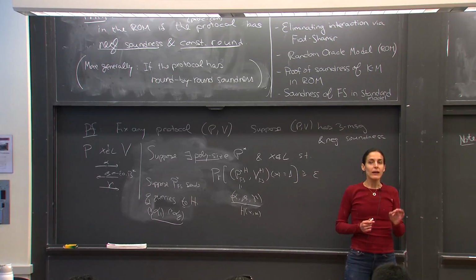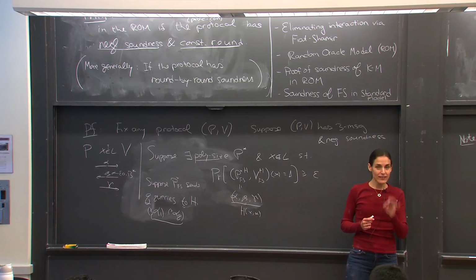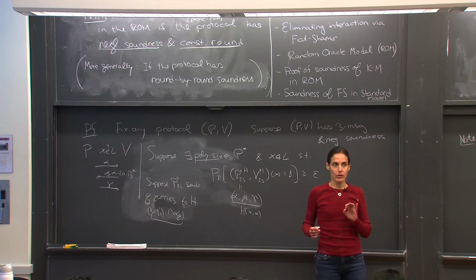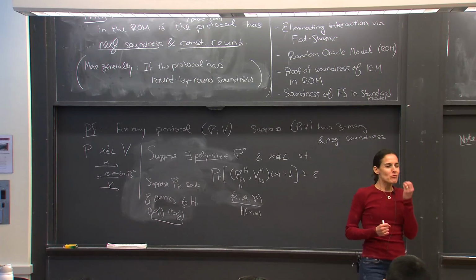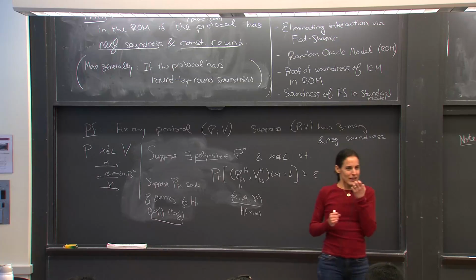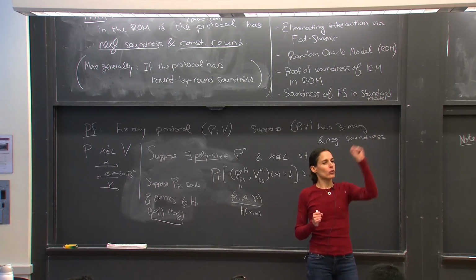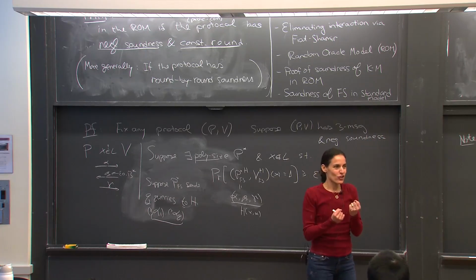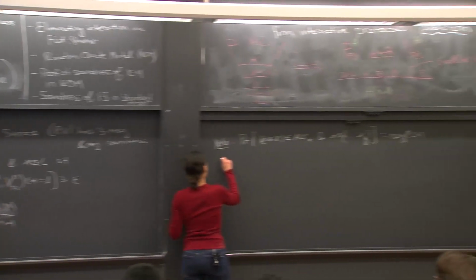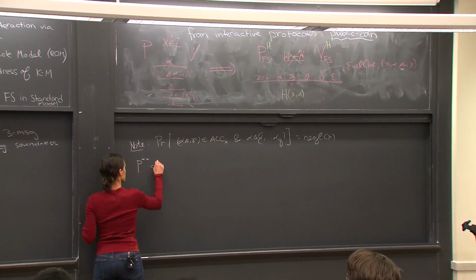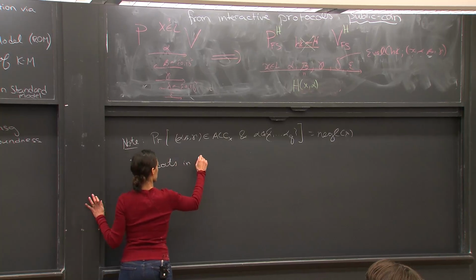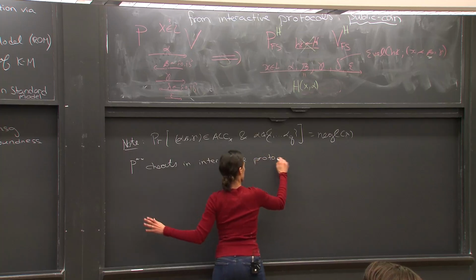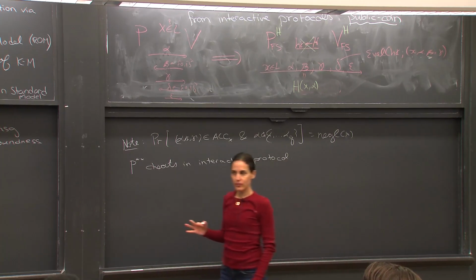So now, because I know that he succeeds with an alpha that he queried, I'm going to use him to cheat in the interactive protocol. Again, I'm really abusing the random oracle model, because I'm assuming that the only way he interacts with the oracle is by queries, and I know the queries, and I can use them to cheat. So let me now construct P double star that cheats in the interactive protocol.